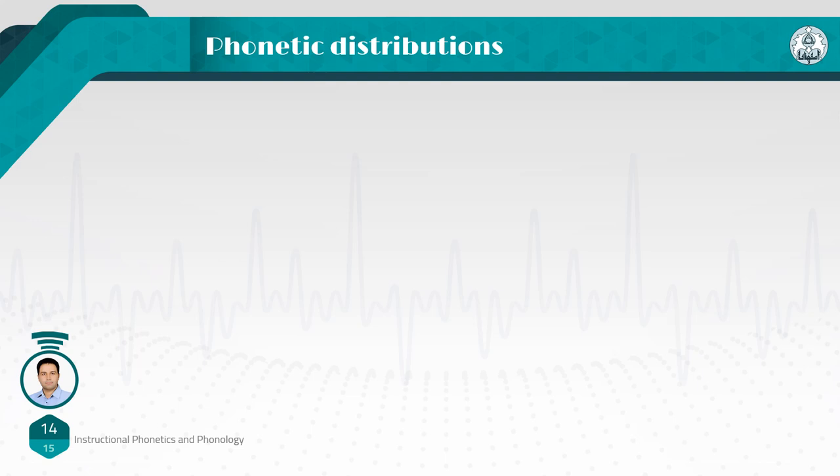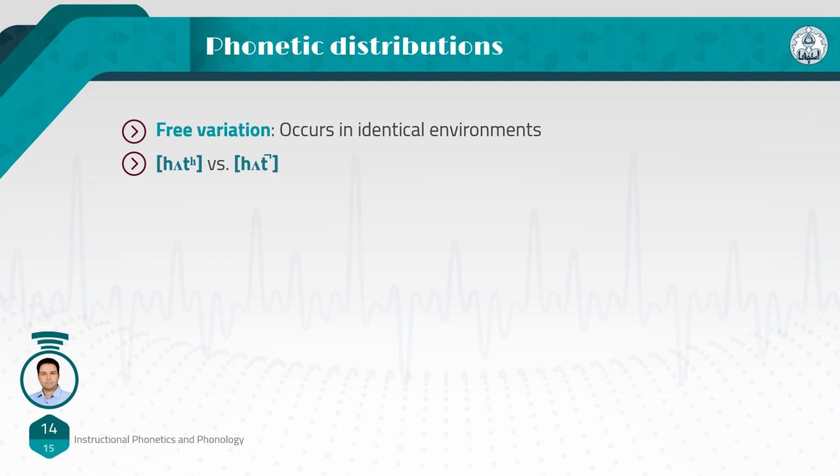We have different phonetic distributions. The first one is called free variation. Free variation occurs in identical environments, just like the example I gave you in the previous slide, as in hot, where the first one is hot, and the second one is hot. As you can see, we say that these are free variation. This is the exact opposite of a contrastive phonetic distribution. In the case of the released and unreleased T, we say that they are free variation. It is important to note that this pattern of variation is a property of English that may not be shared by other languages. For example, in Farsi or in Japanese, they only have unreleased T.